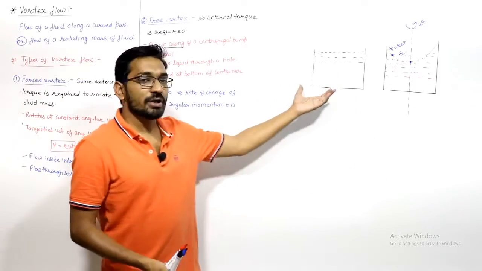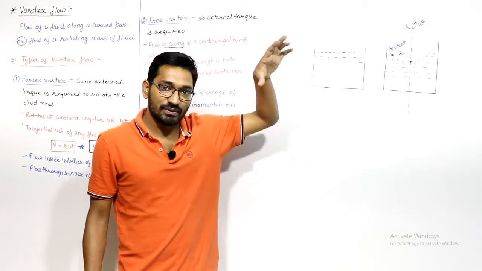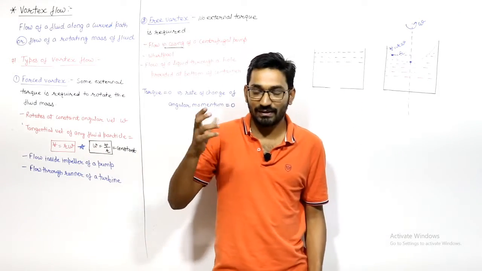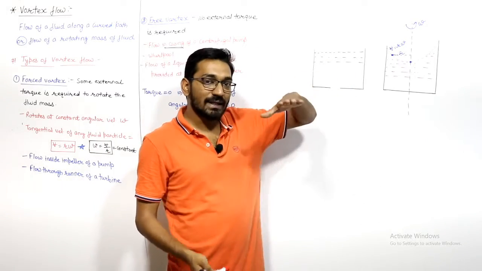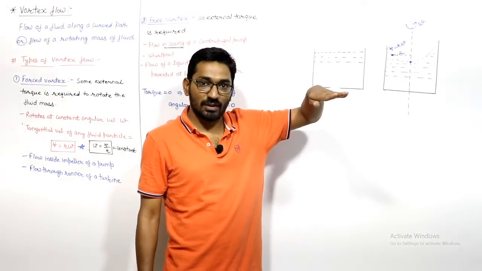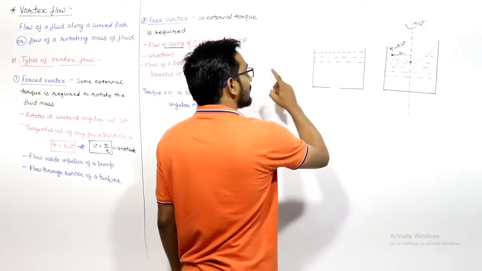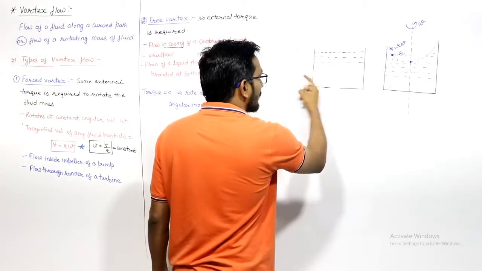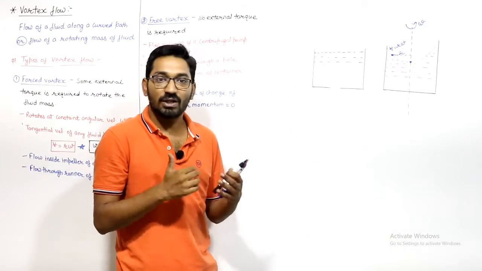This is an example of the wash basin that you use at your home. If you want to visualize the free vortex, you just put your hand at the outlet and completely fill the wash basin. If you then remove your hand, you can observe that the fluid will start flowing while rotating. The fluid will start rotating and then come out of the outlet. So that is a case of free vortex. No external torque is required.